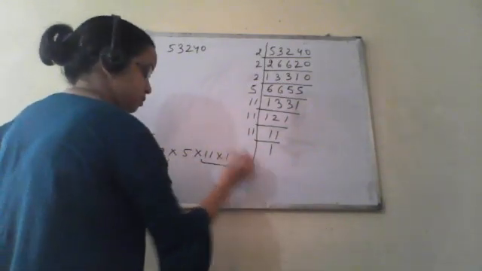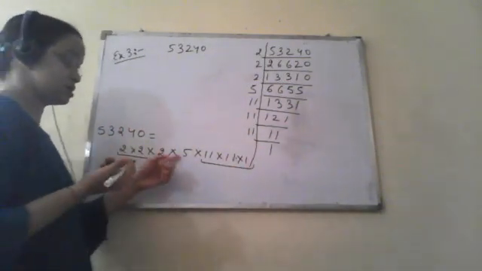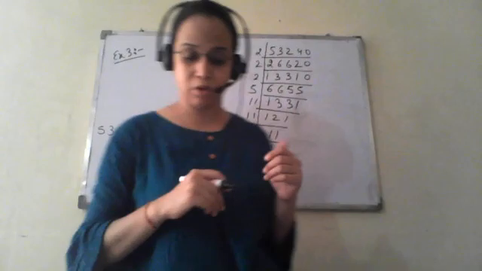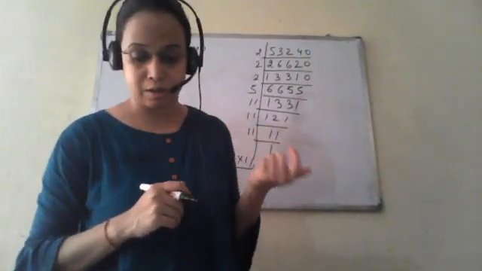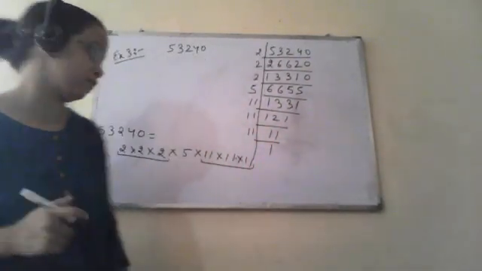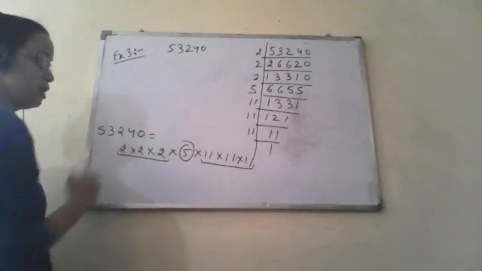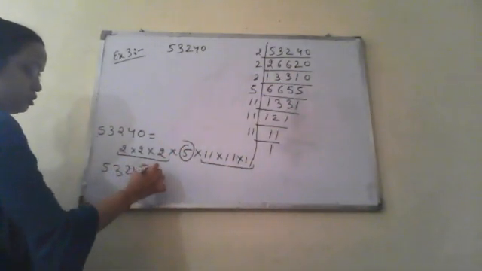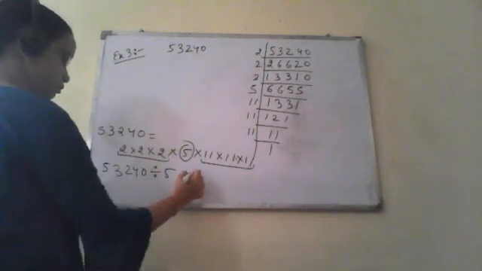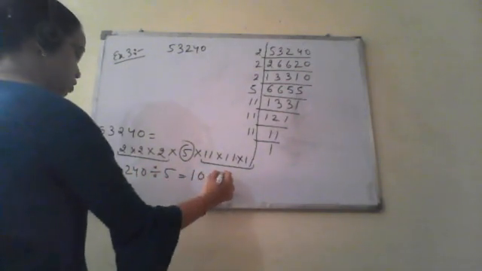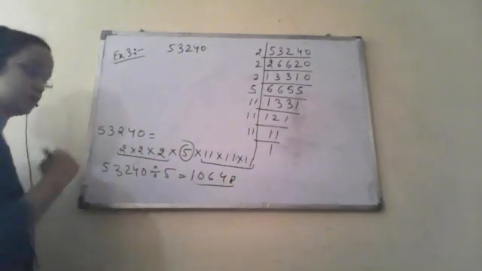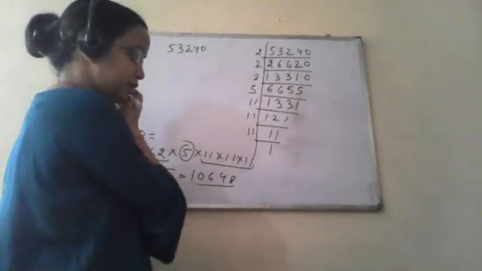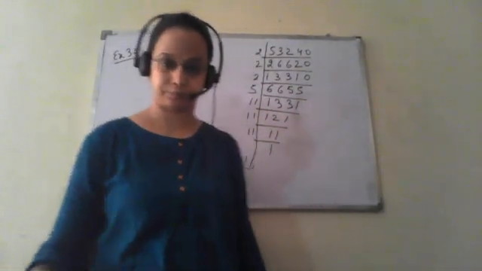This triplet is complete. So what is in excess? This 5 is in excess, and in the question we have been asked to divide this number so that the resulting number will be a perfect cube. So we have to divide this by 5. If you divide 53240 by 5, it will become 10648, and this resulting number will be a perfect cube. Okay.